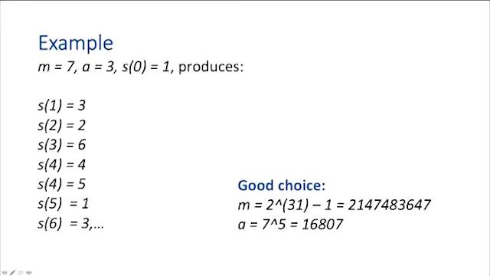Okay, and so what was done, say, 20 years ago, 30 years ago, is to take these numbers here. M is this number, a very large prime number. And A is this number.